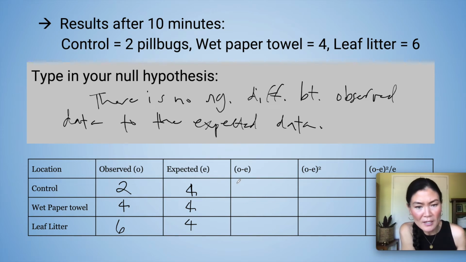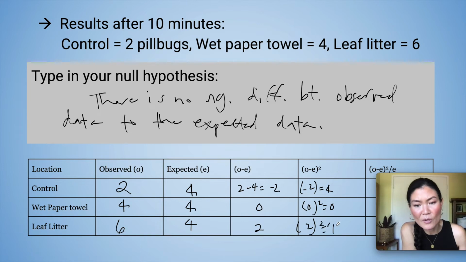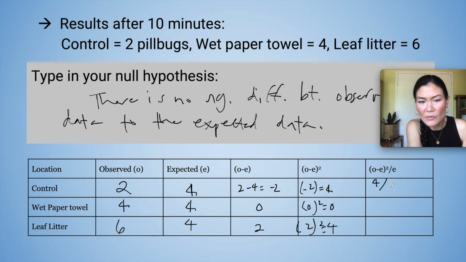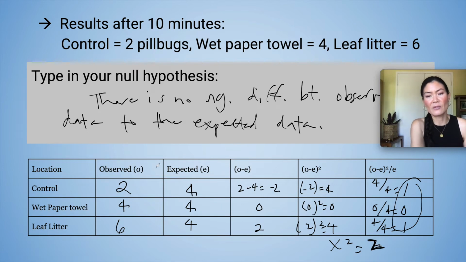All right, so let's go ahead and do the O minus E. So O minus E, that's going to give us -2, 0, and 2. And then when you square it, that's going to give you 4, 0 squared is 0, and 2 squared is going to be 4, okay? Then O minus E squared over E, so 4 over 4 is 1, 0 over 4 is 0, and then 4 over 4 is 1. And so with chi-square, guys, remember it's the sum of this data. So it's 1 plus 0 plus 1, which is 2, okay? So 2 is our chi-square value, okay?